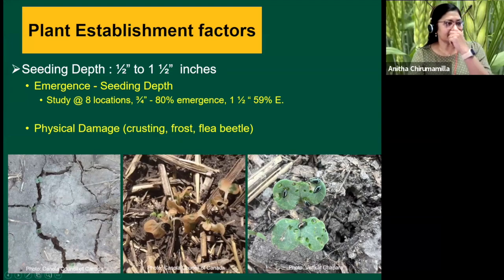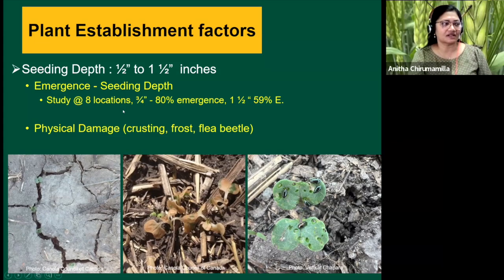When it comes to seeding depth, like I said, canola is a small seed and it needs a shallow seeding depth. The ideal seeding depth for canola is 1/2 to 1 inch. And sometimes in some drought years, especially like in 2023, 1.5 inches is also possible, because if that is where you find moisture, you can go up to 1.5 inches. But the more you push the seeding depth, the more you run the risk of losing emergence.